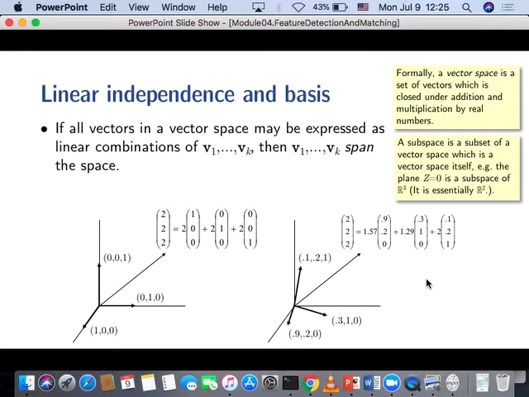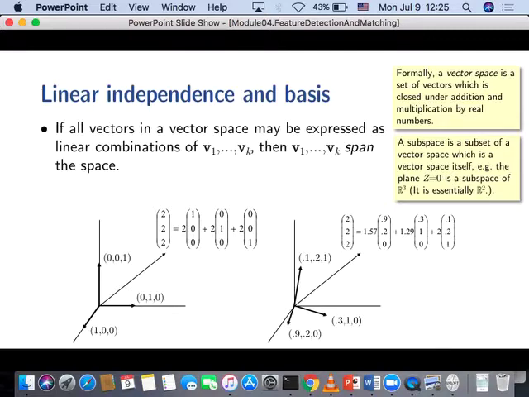Agreed? I've given some definitions here. Formally, a vector space is a set of vectors which is closed under addition and multiplication by real numbers, and a subspace of that vector space. That's another concept we have talked about before. In fact, you have implemented it in your homework, right?